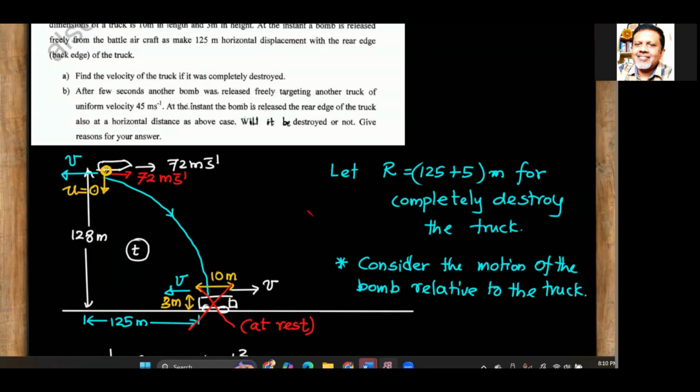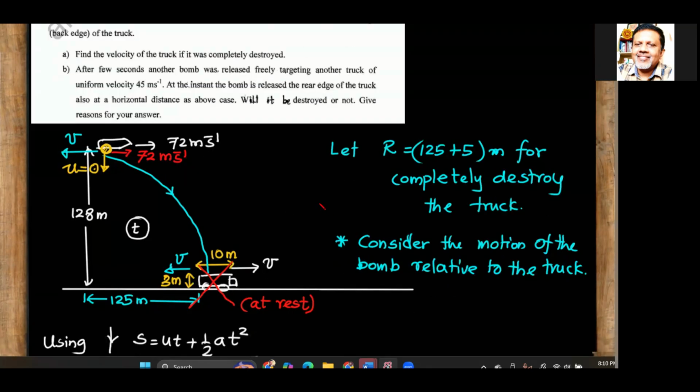Find the velocity of the truck if it was completely destroyed. Right, see part B. After a few seconds, another bomb was released freely, targeting another truck of uniform velocity 45 meter per second. At the instant the bomb is released, the rear edge of the truck is also at a horizontal distance as in the above case, that is 125 meters. Will it be destroyed or not? Give reasons for your answer. Right.